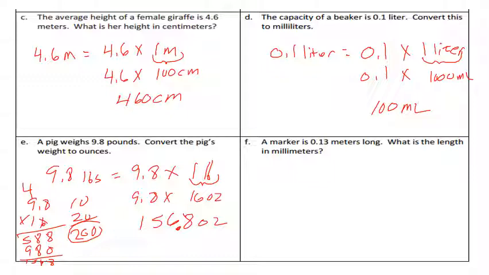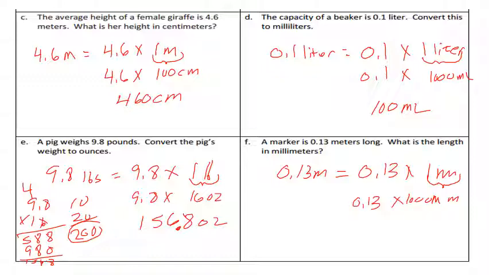On A, it says 0.13 meters, and that's going to be equal to 0.13 times 1 meter. Now we're converting the meters to millimeters, and we know there's 1,000 millimeters in 1 meter times 0.13. Now that means it's going to move 3 place values, so we end up with 130 millimeters.